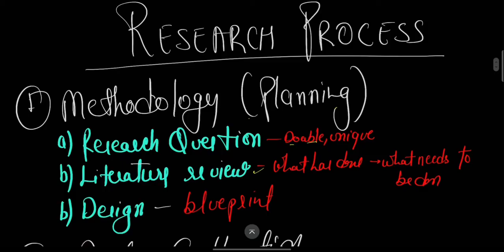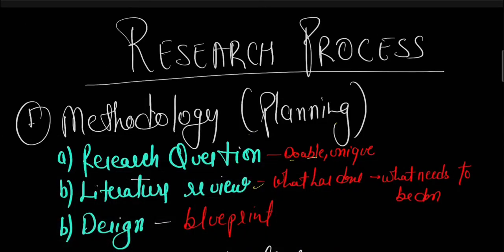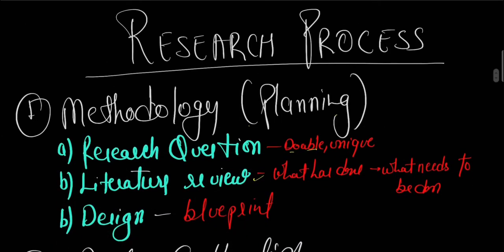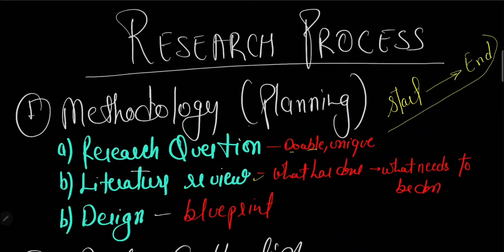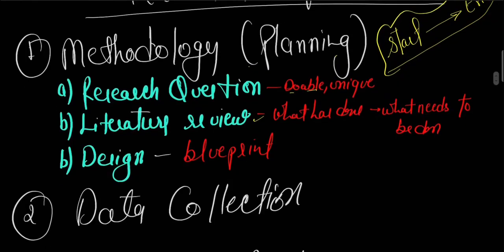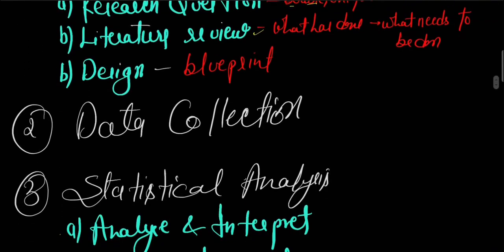Research process is a stepwise method to do the research. It's like how we start something and how to reach the end. The whole set of steps comes under the research process. It is divided broadly into three phases. First phase, methodology or planning. Second is data collection. Third is statistical analysis.